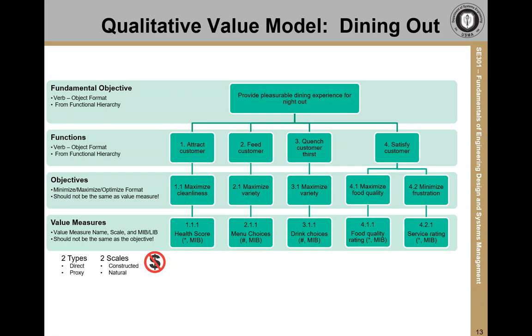Moving on to function number 2, we have to feed the customer. Feeding the customer obviously needs to happen as part of a dining out experience. How do we accomplish that? From an objective standpoint, we want to maximize the variety. So we want to have the maximum number of options available to our customer that's coming in the door. How can we measure variety? Our value measure we tie to that, 2.1.1, would be menu choices. Think of a diner where they have tons of menu choices. We would just tally up the total number and again say more is better.